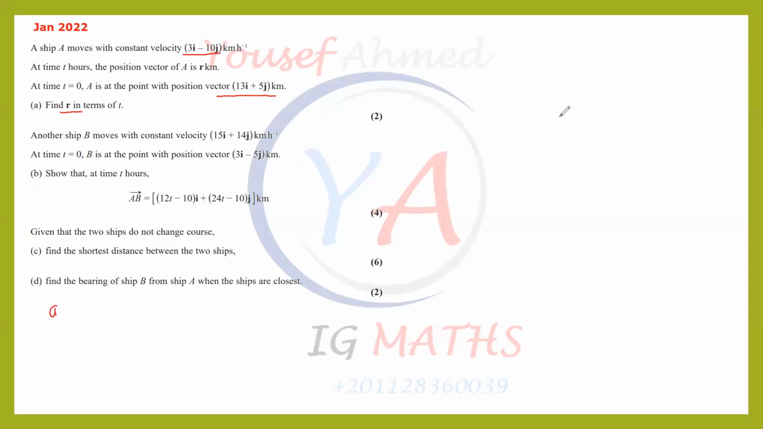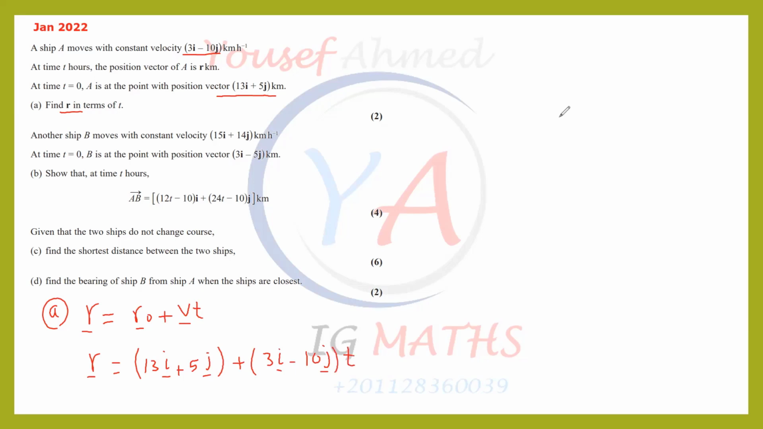To get r, r is equal to r node plus vt. So it will be as follows. r node here is 13i plus 5j, added to the velocity, which is 3i minus 10j, multiplied by the time.